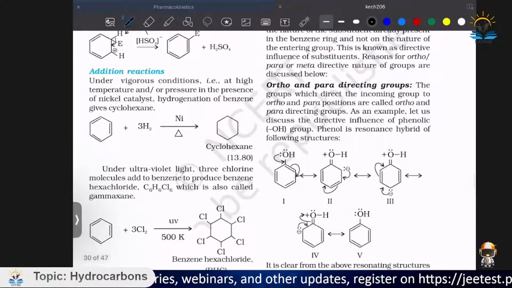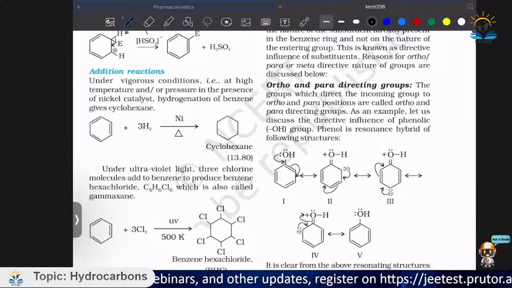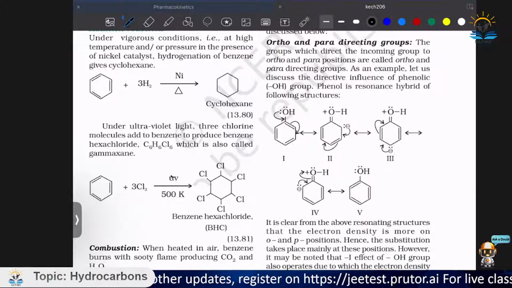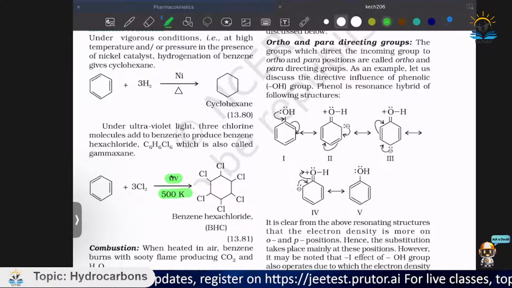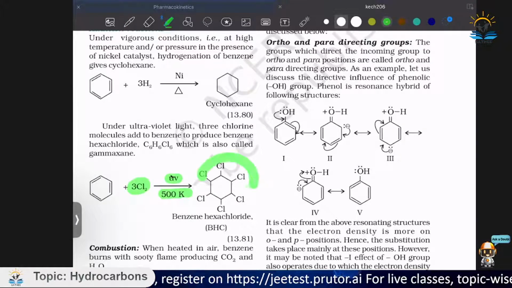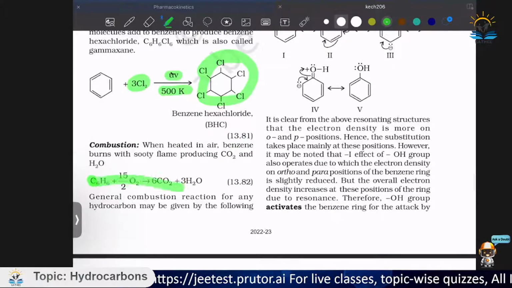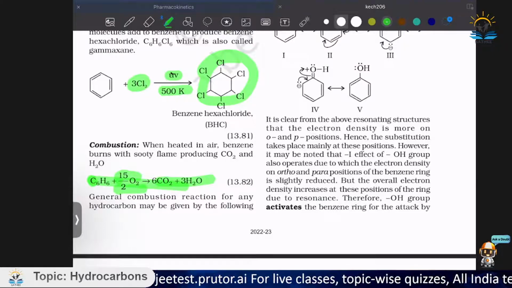Lastly, we have addition reactions. Just like I was telling you, see, BHC or benzene hexachloride. If you give UV light and you give excess chlorine, you'll get benzene hexachloride. Right. Combustion, again, nothing to remember, just burn it in presence of oxygen.